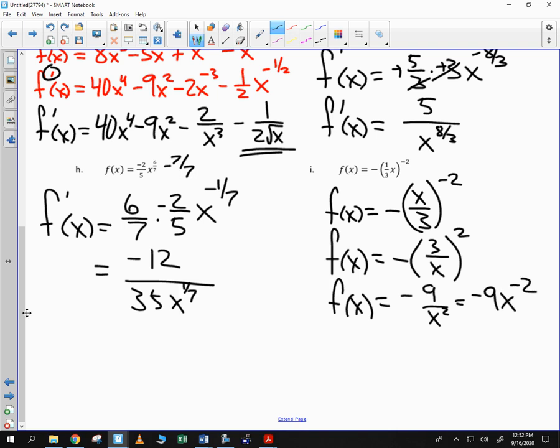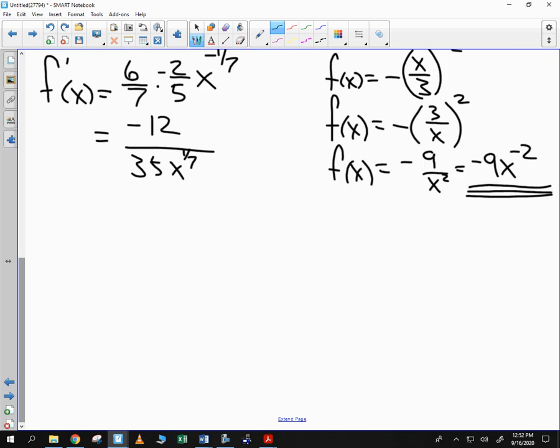So notice what we had to do just to be able to get it in a situation where we can now use our power rule. Can't use the power rule at the beginning, you'll get the wrong answer. But in this situation, now the derivative is easy. F prime of x is going to be 18x to the negative third, which is 18 over x cubed. That makes it nice and straightforward.